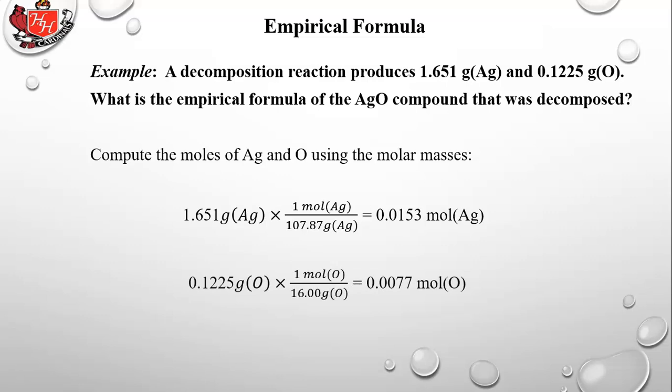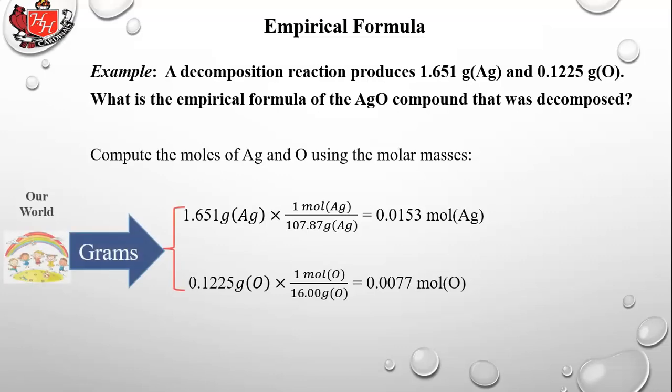We do the same thing now for oxygen. We use the molar mass of oxygen. This is a single oxygen atom now, not an O2 molecule. 1 mole of oxygen for every 16 grams of oxygen. You get that off your periodic table. And now that's the conversion factor, and you just multiply through, cancel, and you get 0.0077 moles of oxygen.